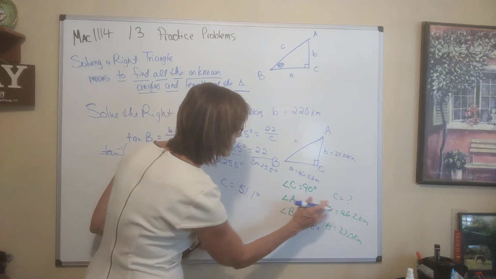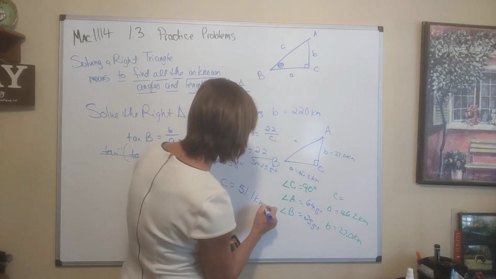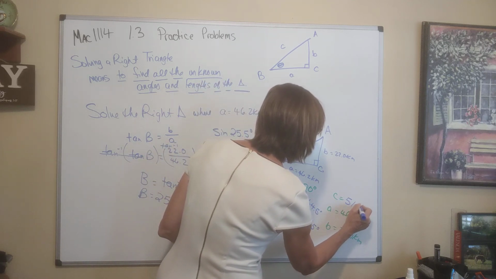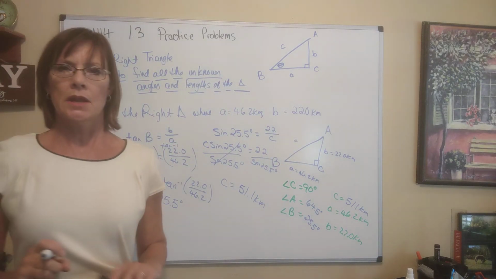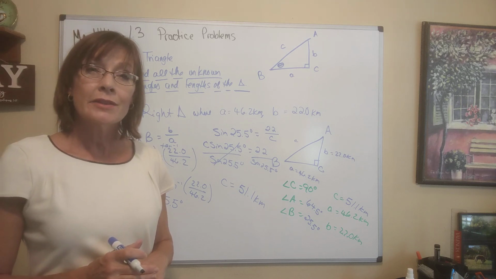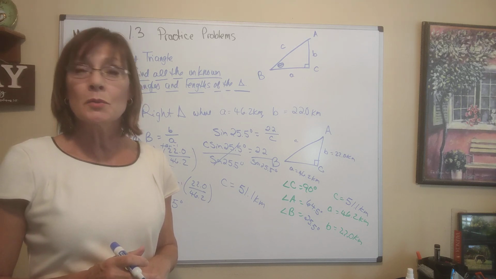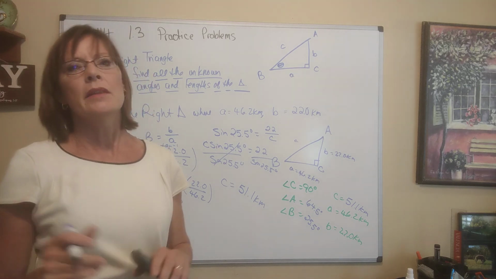51.1 degrees. Oh, not degrees. That's not right. This is the length of a side. 51.1 kilometers. So once you know every angle and every side of a right triangle, you have solved the right triangle. Later in this course, we'll be solving triangles that are not right. We'll be finding all the angles and the sides of triangles that are not right, but that's a little bit later.